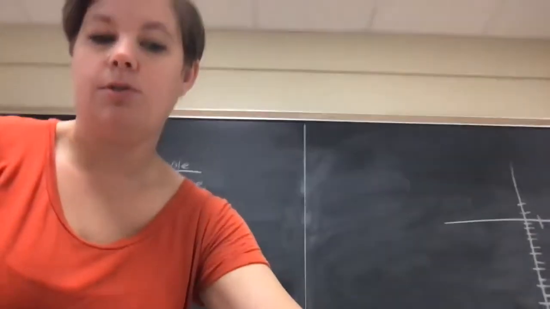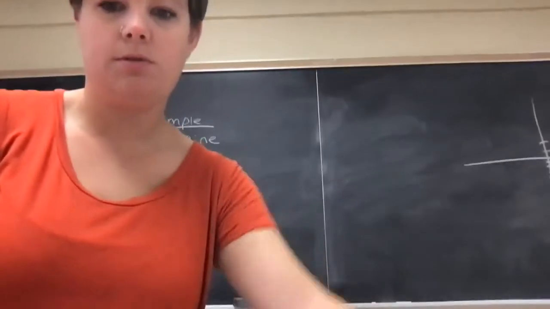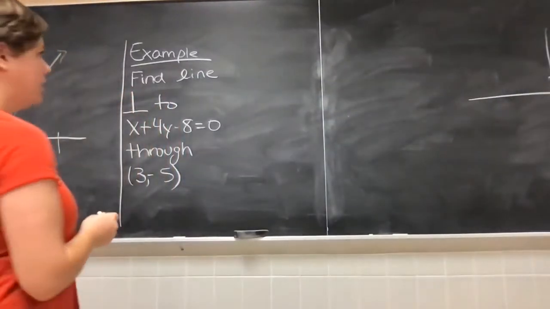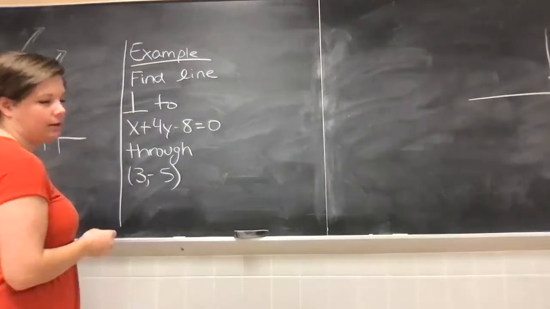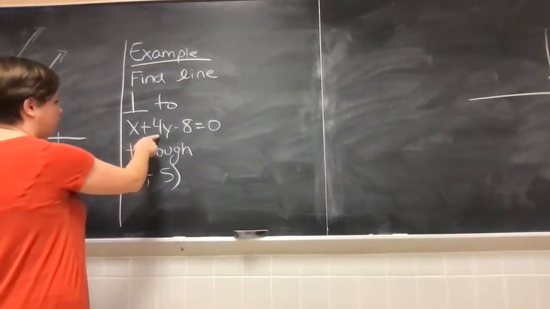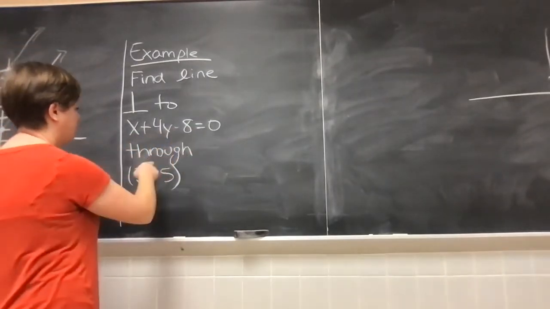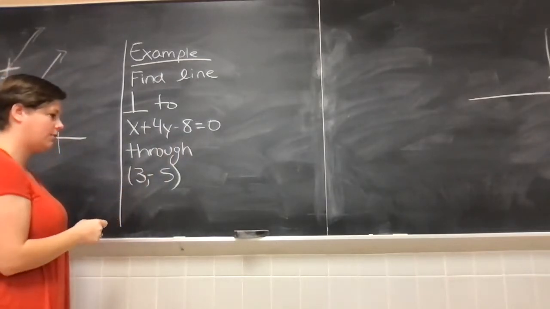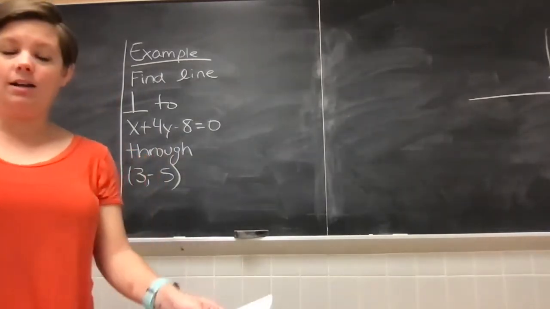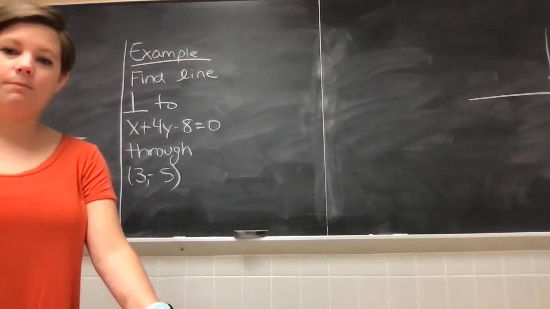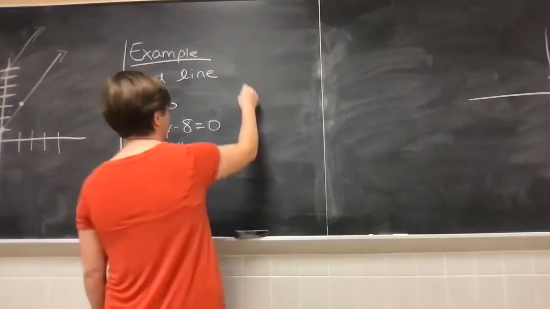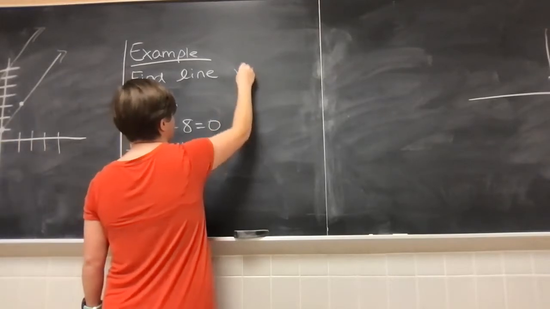Now we'll do another example. We're going to find a line perpendicular to x plus 4y minus 8 equals 0 through the point 3, -5. So in our first example, it was really nice. We already had it in y equals mx plus b form. This time they didn't give us that. So first we have to manipulate our problem around to figure out what our slope is.